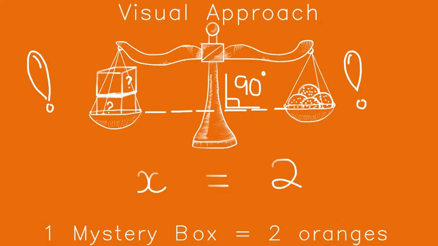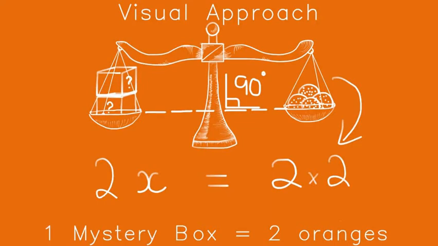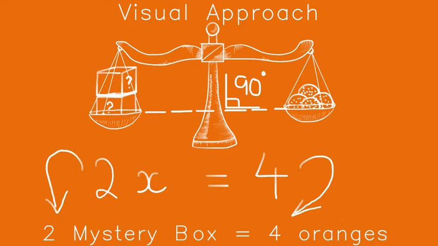Okay, we have 2 mystery boxes on the left hand side right now, and we have 4 oranges on the right hand side, and still, as you can see, the thing is balanced, and it isn't tilting to one side or the other, which tells us that the equation is balanced and the new equation is equal to 2x. And on the right hand side we have 2 times 2, which is equal to 4 oranges. So we can say that now we have 2 mystery boxes and 4 oranges.